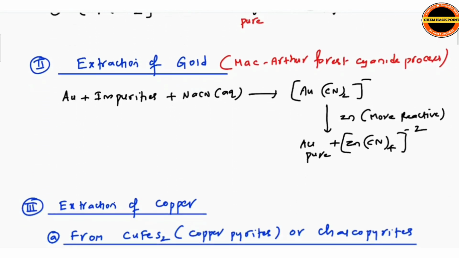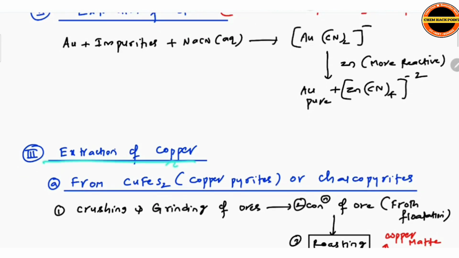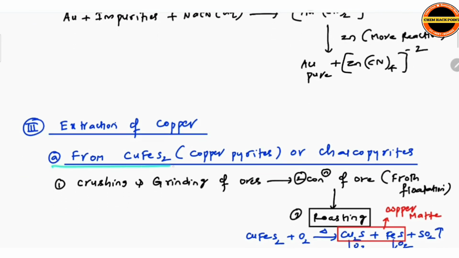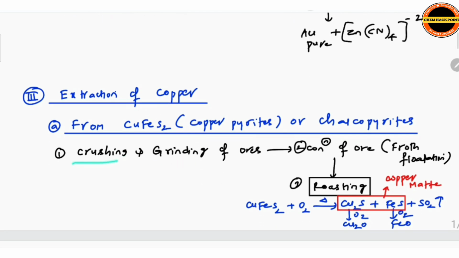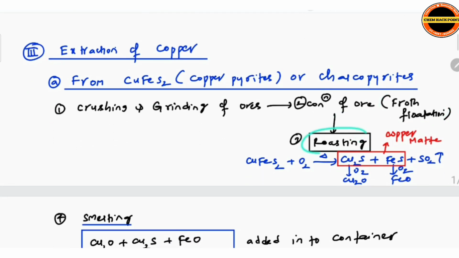Okay, next, moving further, extraction of copper. From copper iron sulfide, you can say copper pyrites or chalcopyrite, we extract copper. Crushing and grinding of the ore is the first step, followed by concentration of the ore. As it is a sulfide ore, we concentrate by the froth flotation method. Then roasting: whenever we heat in the presence of oxygen, it gives Cu2S, FeS plus SO2.